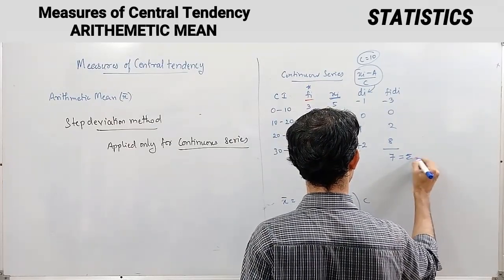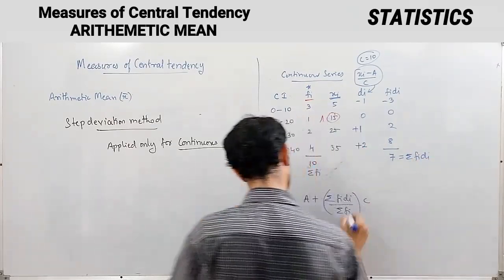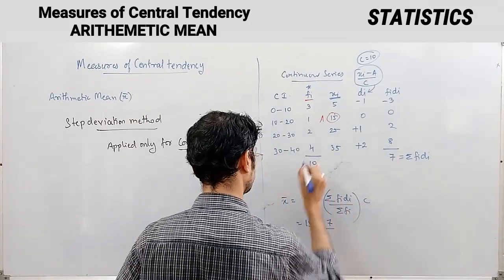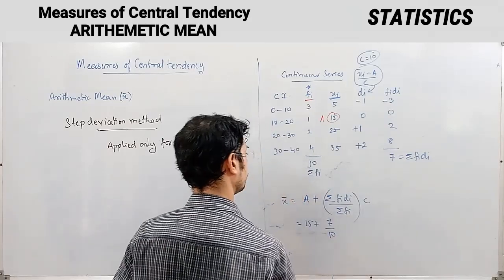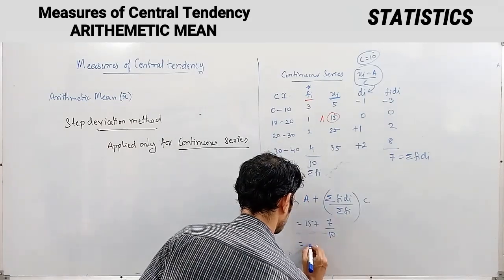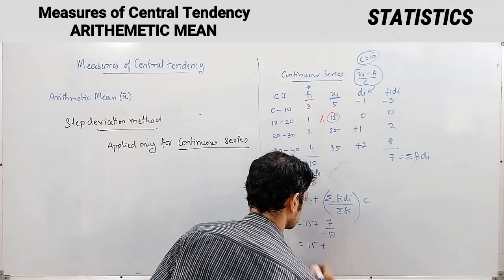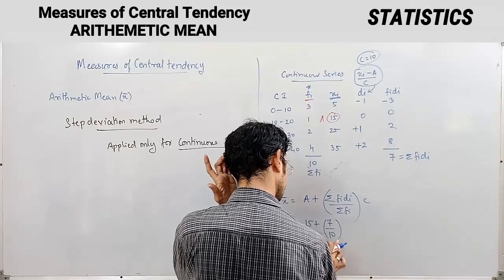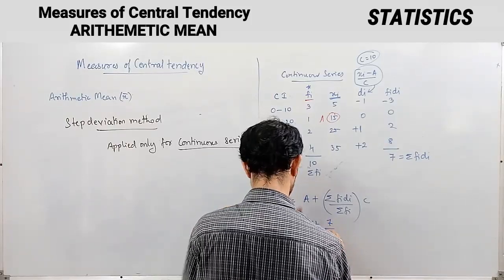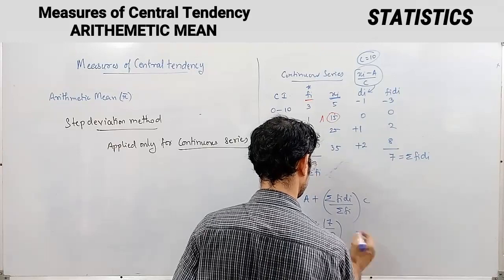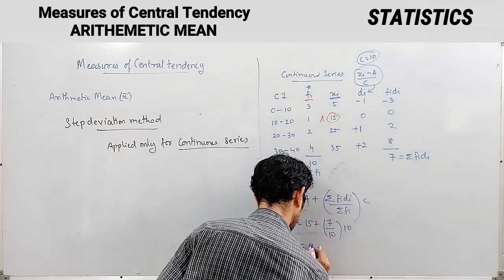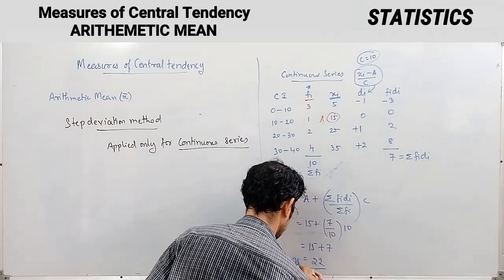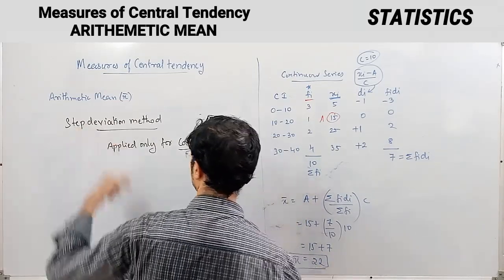Sigma fi di is 7. 7 by sigma fi, which is equal to 10. So we have 15 plus 7 by 10 into C. What is C? C is again 10. So this becomes 15 plus 7, that is equal to 22. This is x bar using step deviation method.